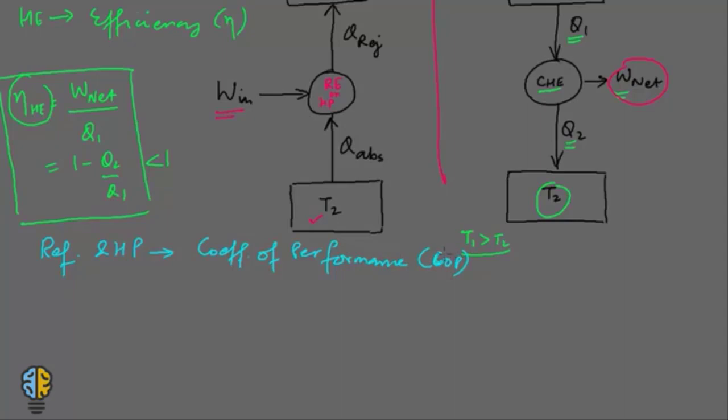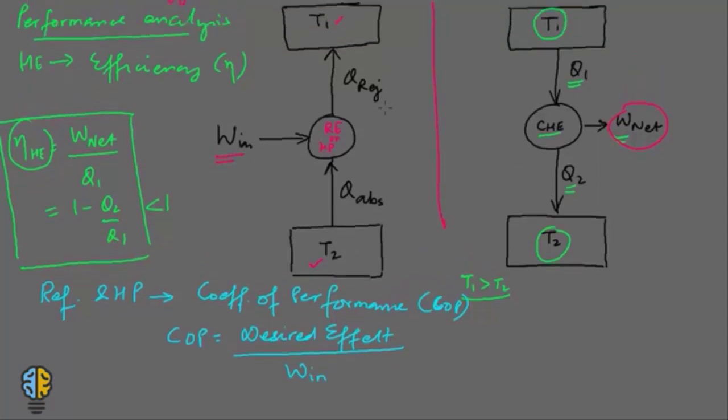Now the general definition of COP is equal to the desired effect upon the work input, and the difference of this schematic, whether it is for a refrigerator or for a heat pump, comes in the shape of the desired effect. So the desired effect for a refrigerator is different and the desired effect for a heat pump is different. Okay, let's talk about it.